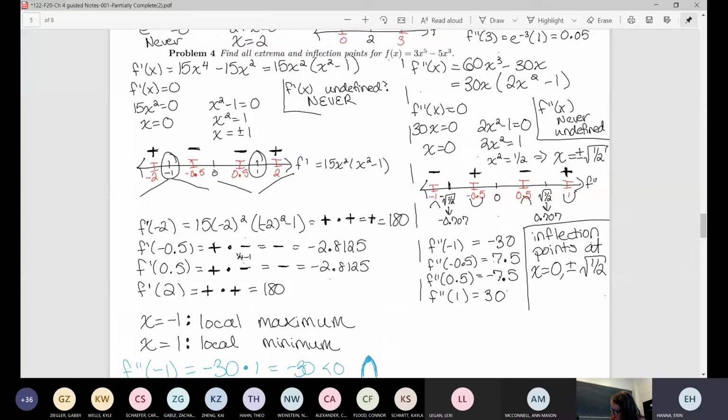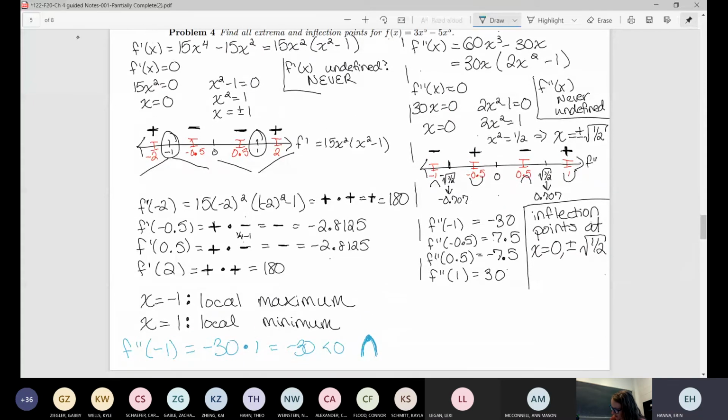And then I'm going to plug in +1 next, which would give us +30, so that's positive, so concave up would give us a min. But notice what happens when I plug in 0. I would get 0 times -1, which is 0, if I plug it into 30x times 2x squared minus 1.